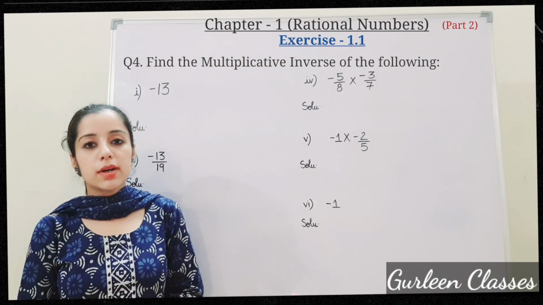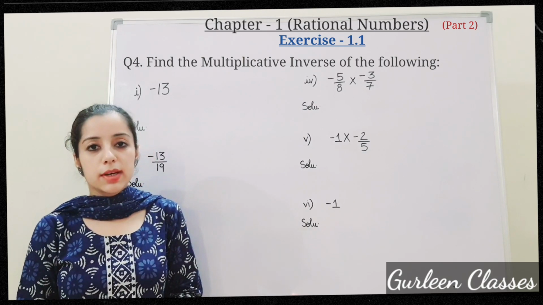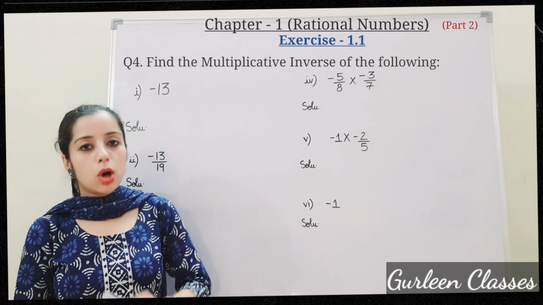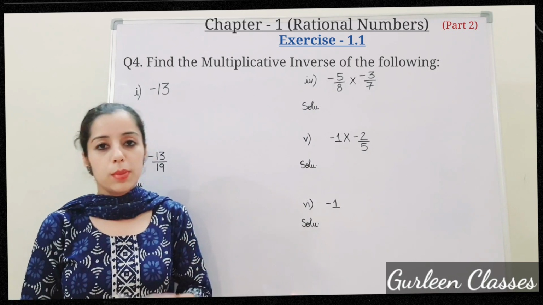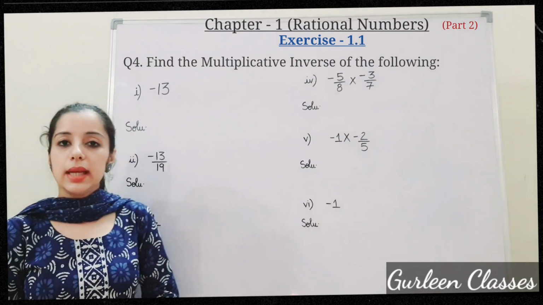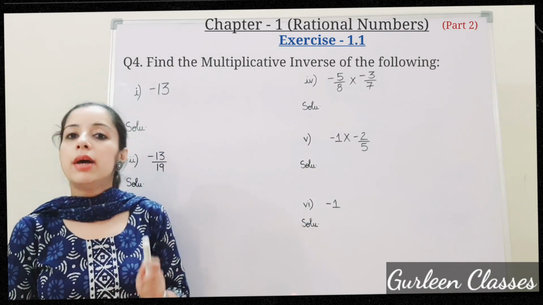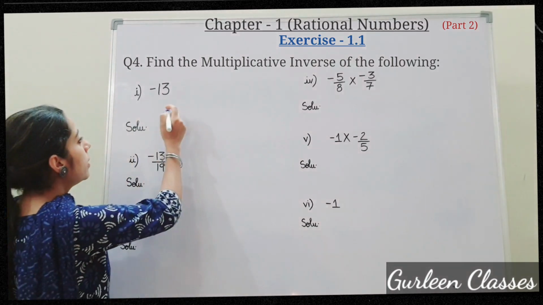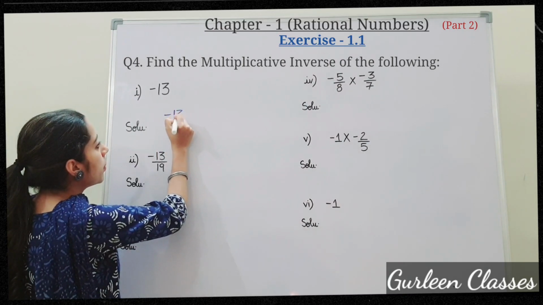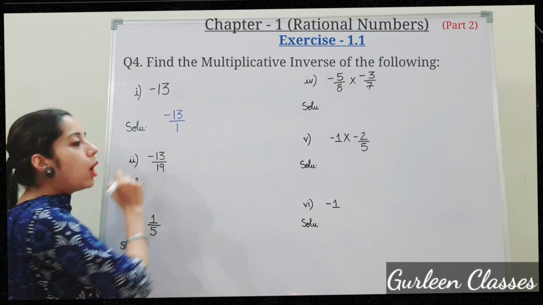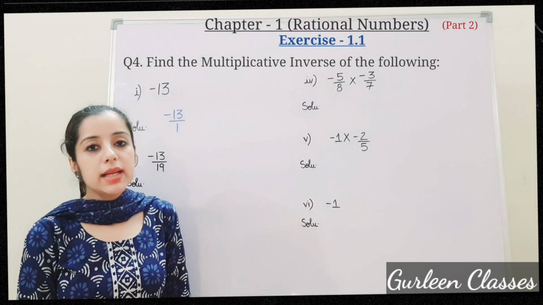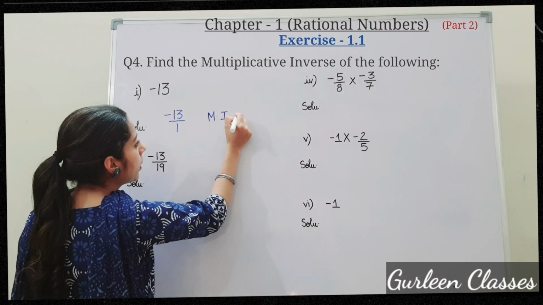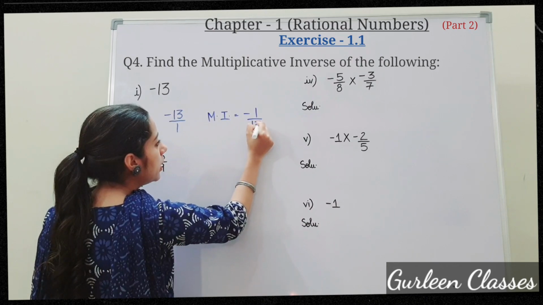Question number 4. Find the multiplicative inverse of the following. So what is multiplicative inverse? Multiplicative inverse is also known as reciprocal. Numerator comes in denominator and denominator comes in numerator. First part, minus 13. So here only one number is written. Whenever you see only one number is written, in the denominator we write 1. So right here, minus 13 upon 1. So now we will find out the multiplicative inverse of minus 13 upon 1. Multiplicative inverse will be minus 1 upon 13.